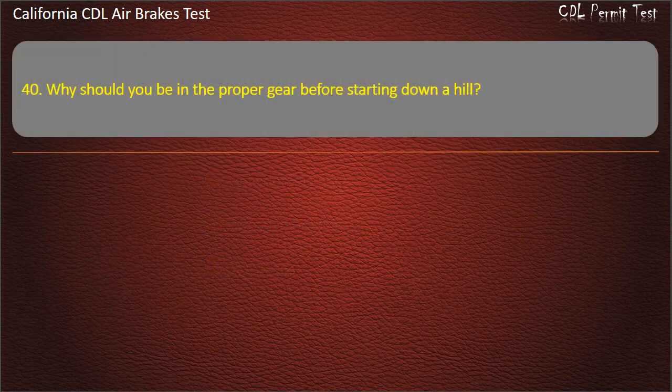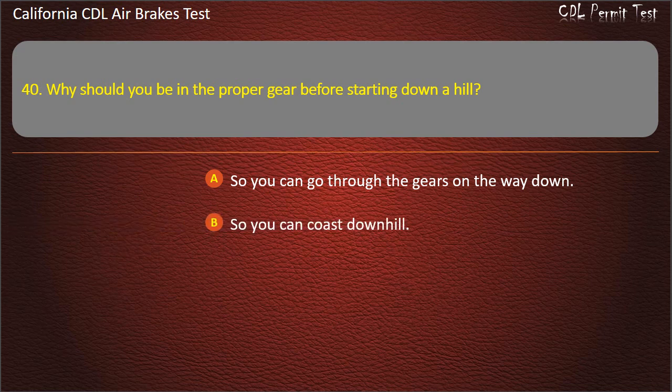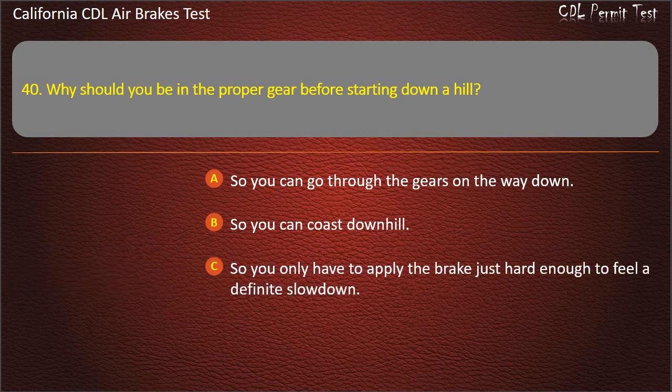Question 40. Why should you be in the proper gear before starting down a hill? So you can go through the gears on the way down. So you can coast downhill. So you only have to apply the brake just hard enough to feel a definite slowdown. Answer. So you only have to apply the brake just hard enough to feel a definite slowdown.